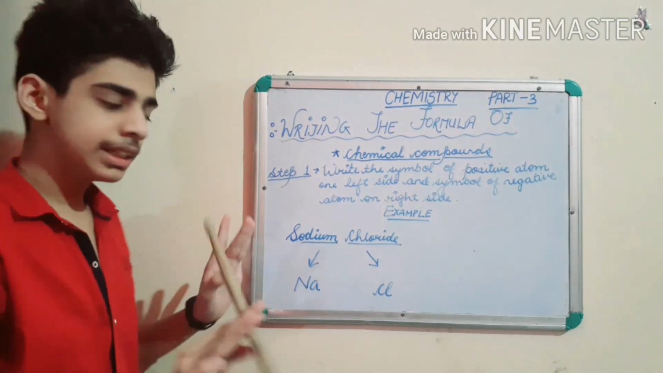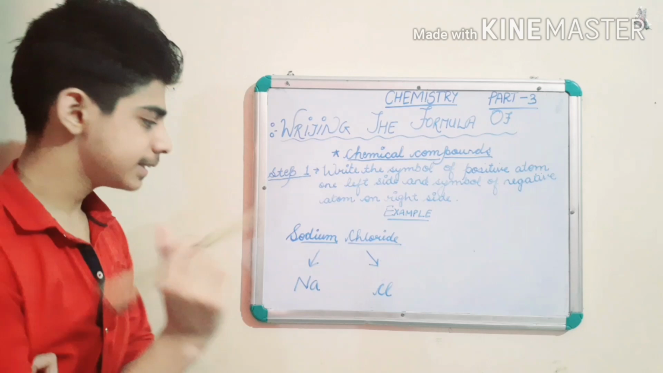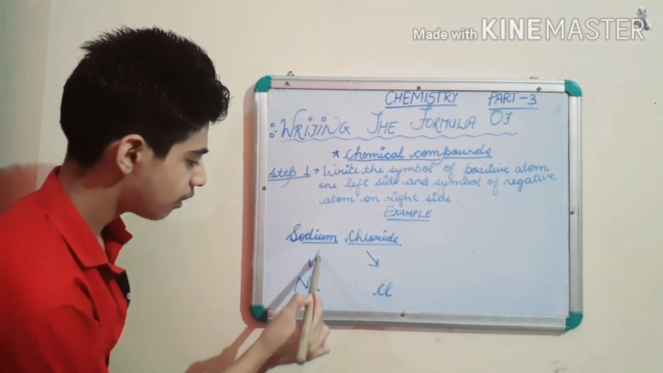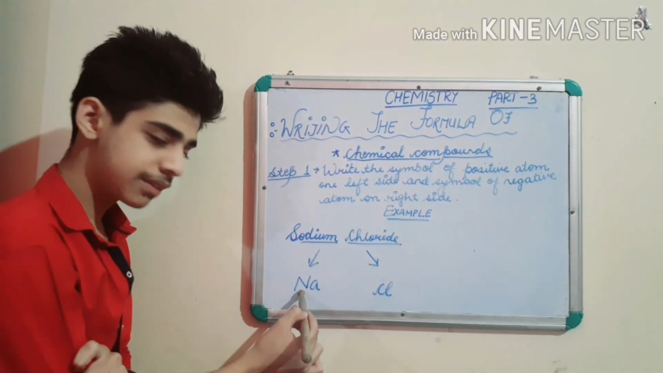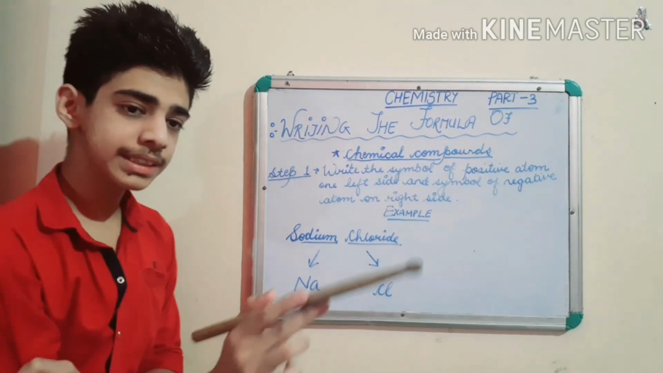So first, see, you have been given a compound, sodium chloride. Now the first step is the sodium symbol on the left side because it is a positive radical, and the chloride symbol on the right side because it is a negative radical.